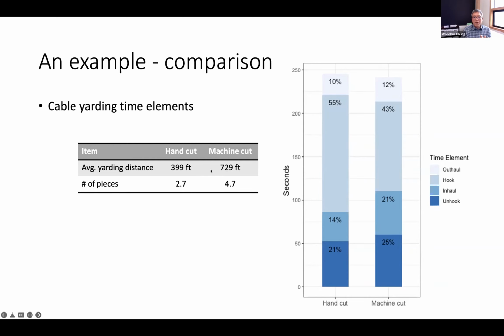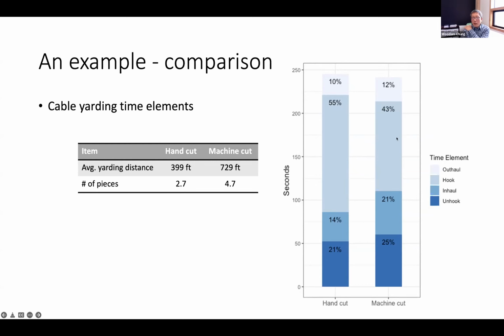So even though there are differences like this, if you look at the average cycle time in hand cut area and average cycle time in machine cut area, it is more or less the same. That means even though machine cut area had longer distance to travel, it has a similar cycle time, which means that in machine cut area the cable logging was more efficient. Okay, and then if you look at the different time elements here, it becomes obvious why this happens.